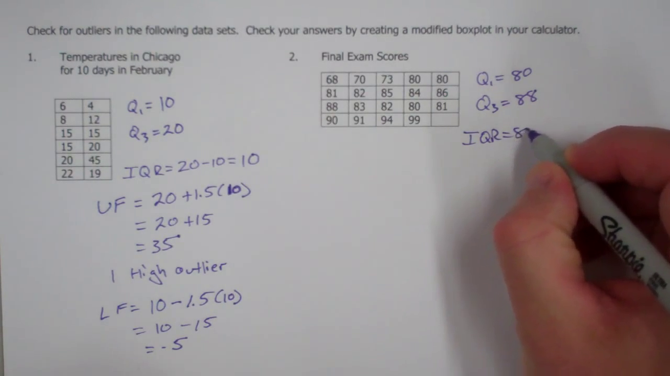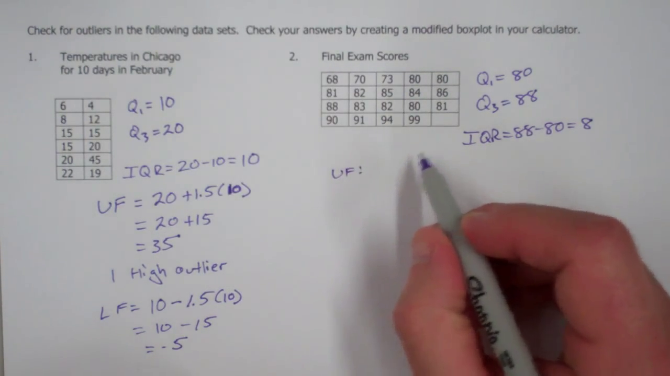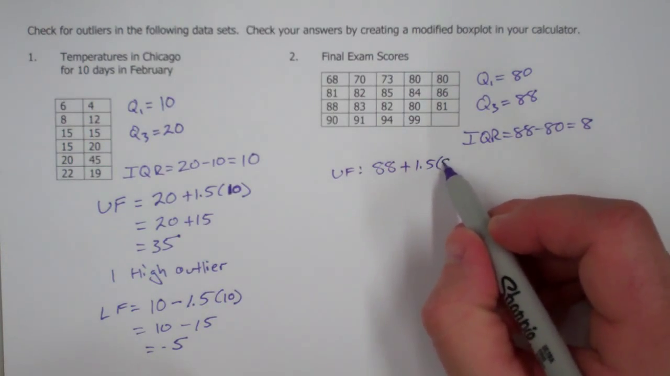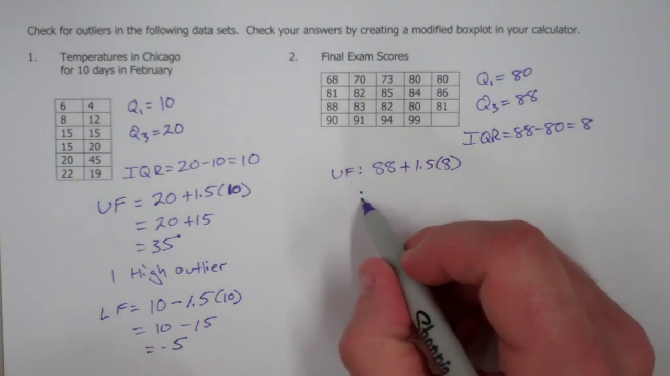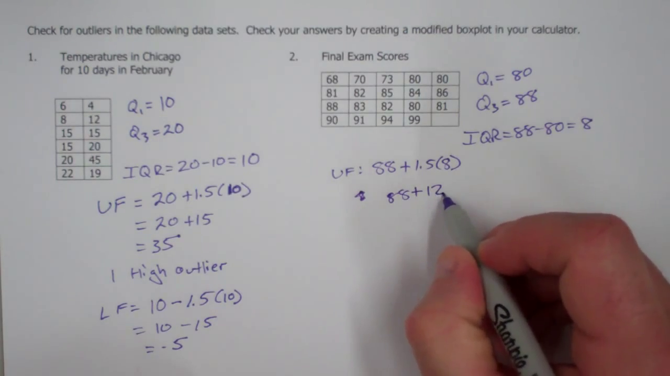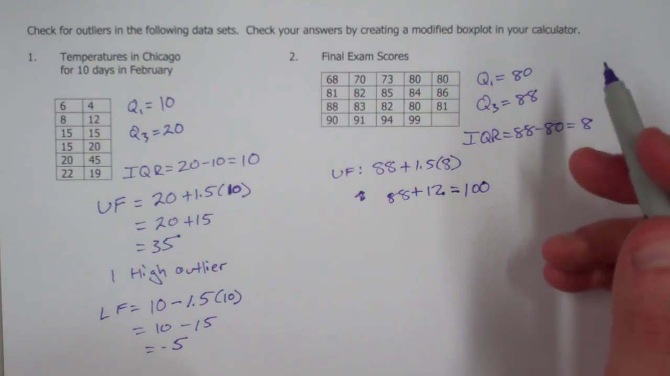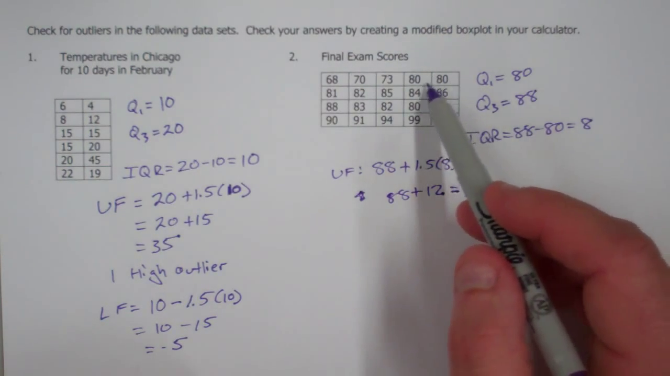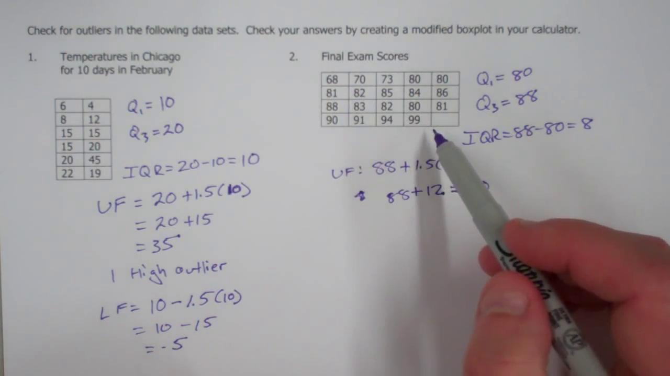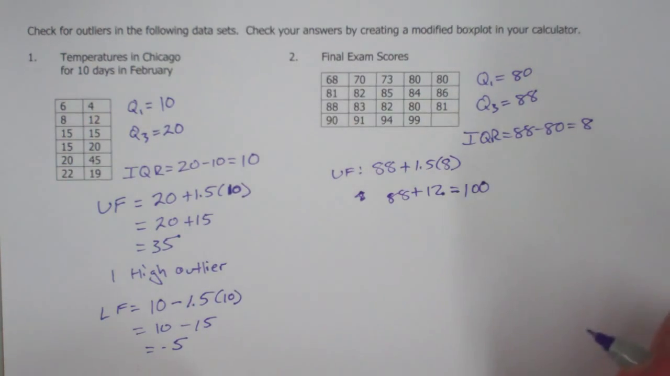So the IQR is 88 minus 80, which is 8. To find the upper fence, we're going to take Q3, which is 88, plus 1.5 times the IQR. So that's going to be 88 plus 12, which is 100. So what we want to do is look and see whether any scores are above 100. And you can see here that they're not. It doesn't make much sense here to be more than 100, but hey, maybe this is at 150 or something, who knows. So there is no upper outlier or high outlier.